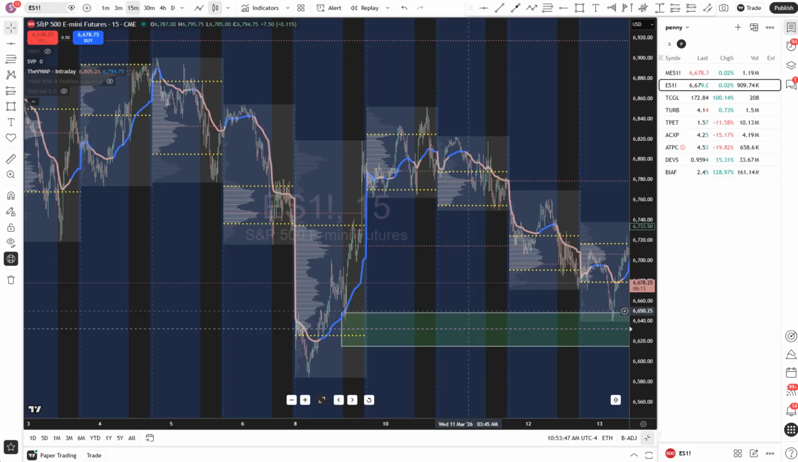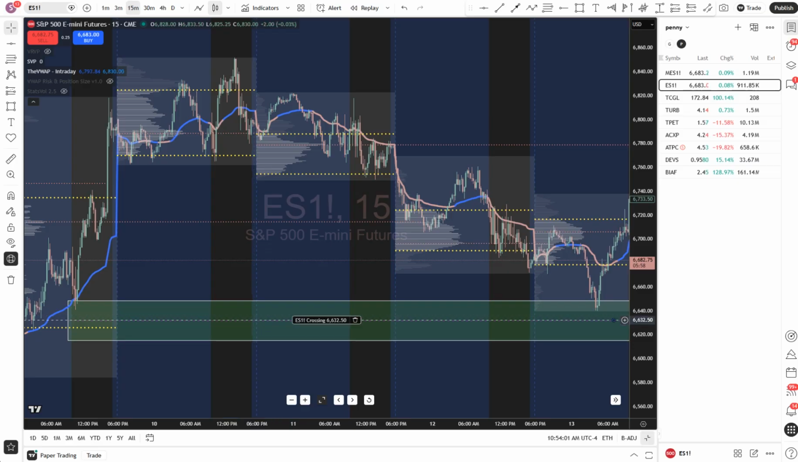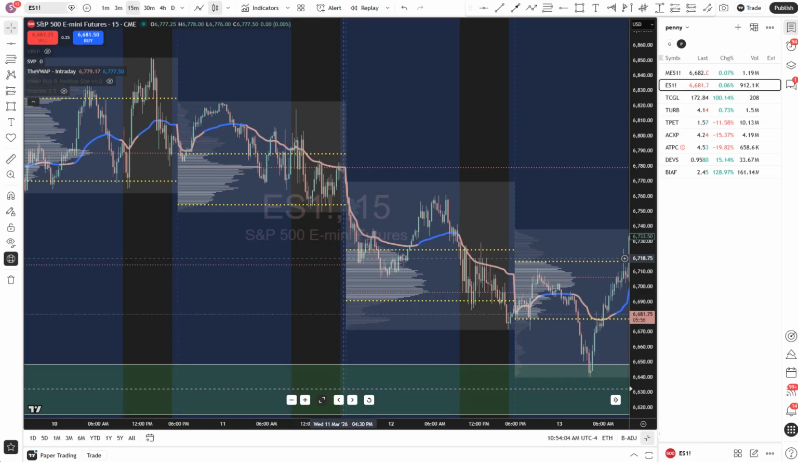If we get down here, I'm going to be a buyer. But you can already see we got down to this level, and that's those trapped shorts getting out. And that was during the London session last night. But coming into today's session, this was Monday. We had a different dynamic going on.